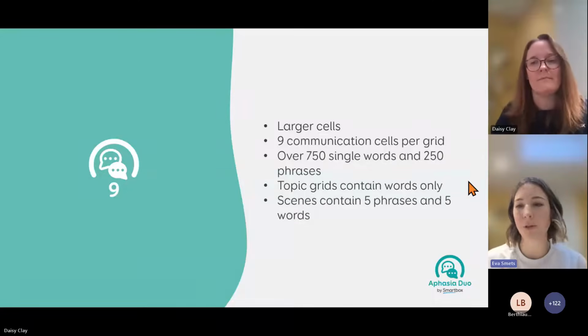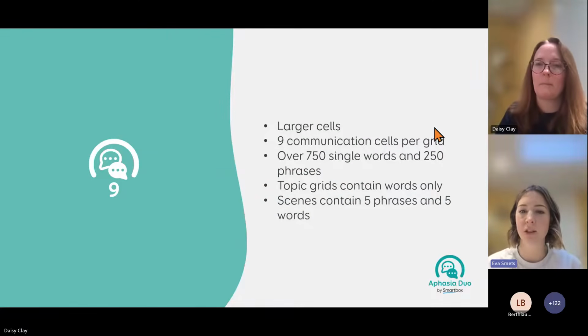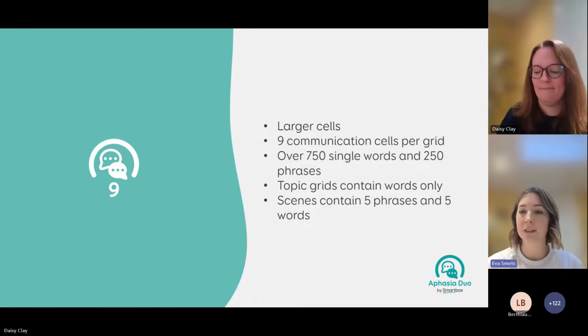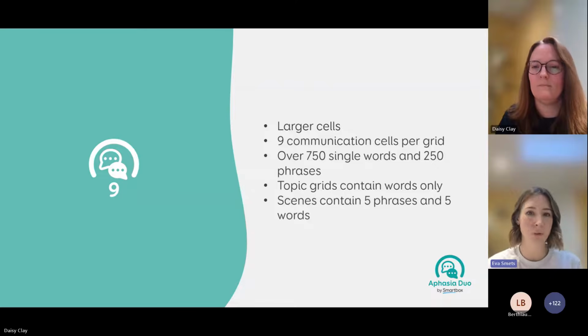So now we've shown you around the 2 different versions of Aphasia Duo, you'll have a bit of a better idea of the similarities and the differences between the 2. And there are lots of different factors that you might take into account when you're considering which version is best suited to whoever you're working with. So if the person with aphasia does have more significant language, cognitive, visual or physical difficulties, it might be that they find accessing Duo 9 easier because it has those larger cells and it has slightly reduced content.